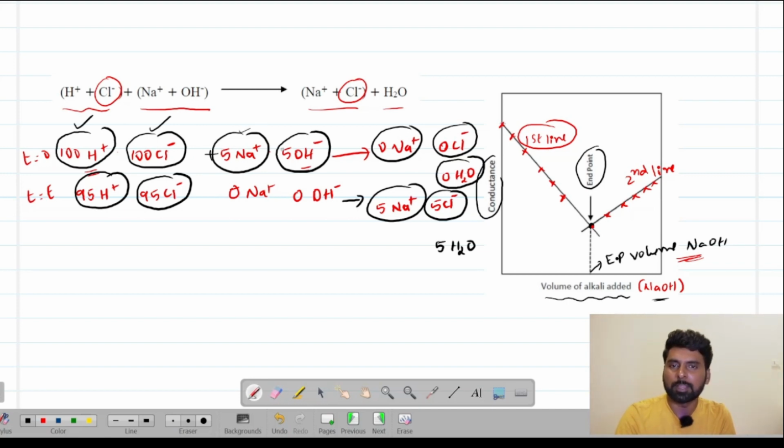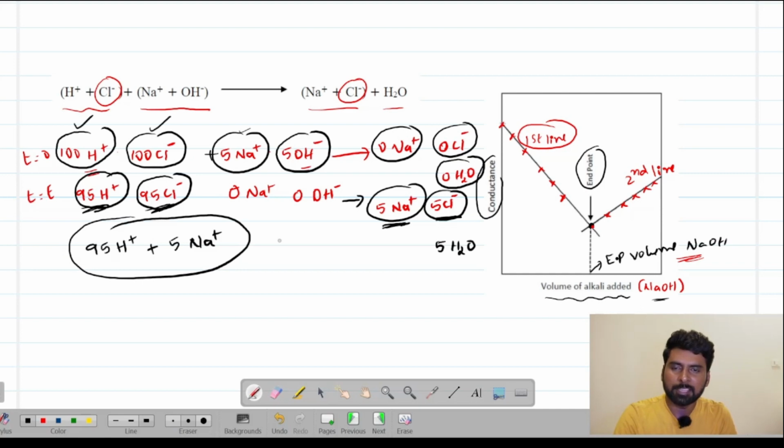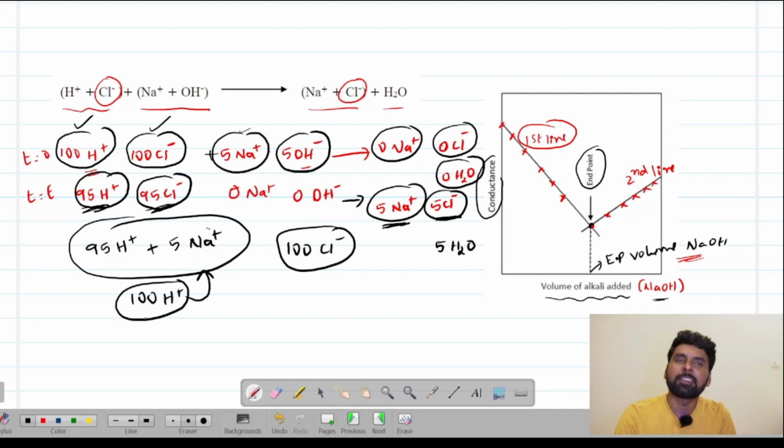Once you add ions from the burette, 95 H plus, 5 Na plus, 95 Cl minus and 5 Cl minus. Simply what is happening? Total cations are 95 H plus and 5 Na plus. And the anions are 100 Cl minus ions, all as they were. So what happened within this shortest time? Out of the 100 H plus ions, 5 of them are replaced by Na plus ions.